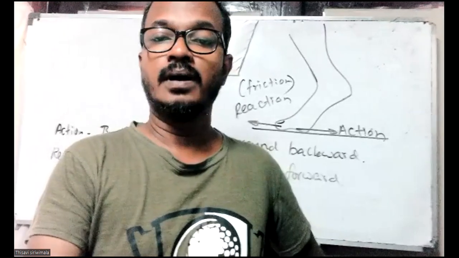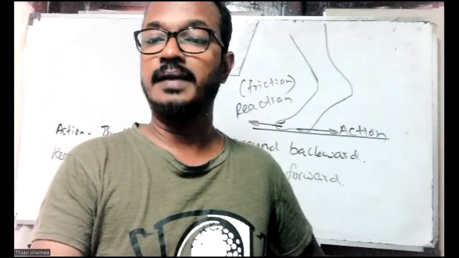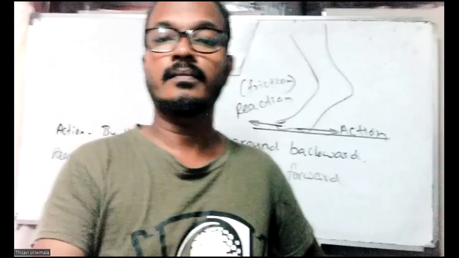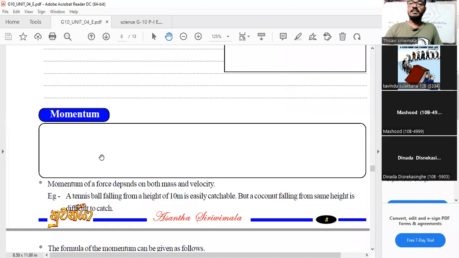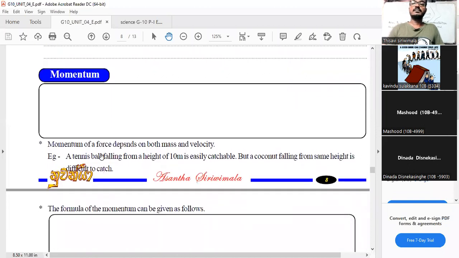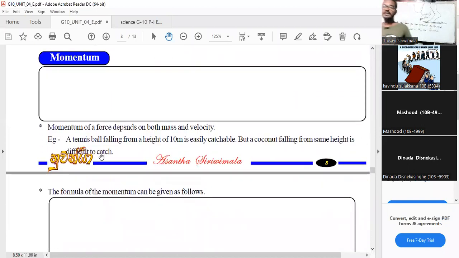Okay, action, reaction, done. Now we come to another concept, momentum. Momentum is a concept of how difficult it is to stop a moving object. And again, momentum is equal to the product of mass and velocity.